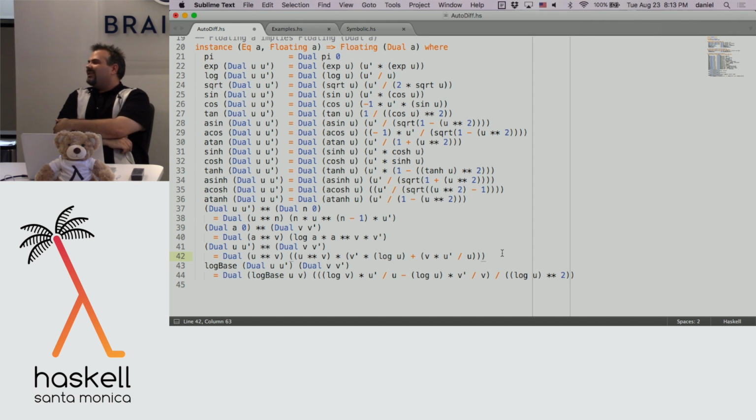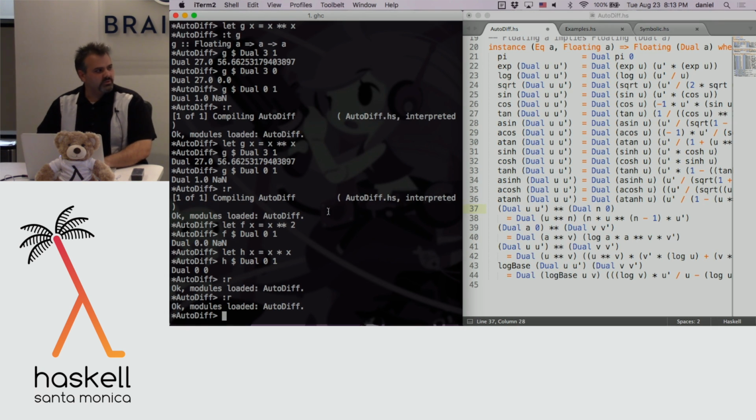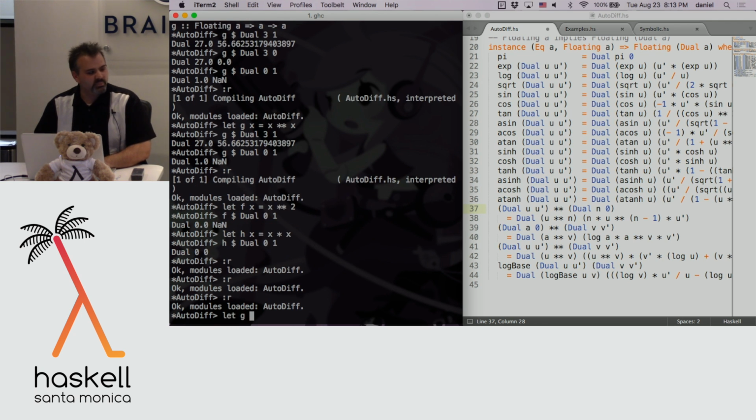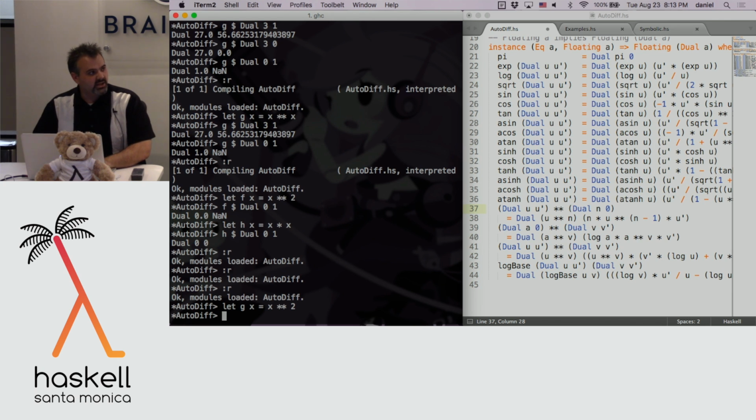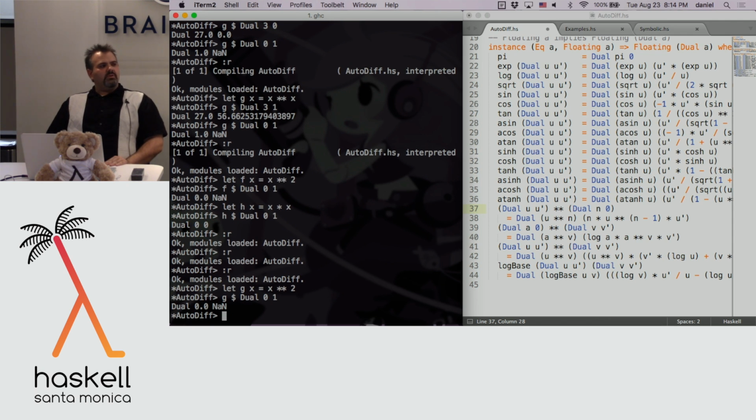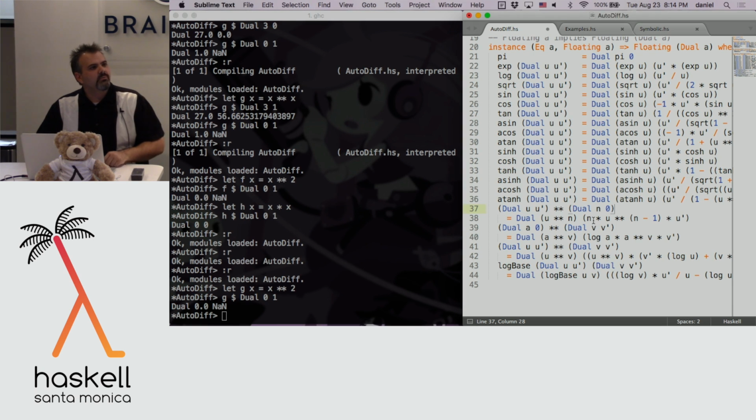Why does u equal 0 end up in those first 2 lines instead of in the third one? Yeah, let's look at that. So let's step through execution. Let's reload this and let's look at the problem child. It's x star star 2, right? And let's apply g to dual 0, 1. And the answer we're supposed to get is 0, 0. We get not a number. Yeah, we're supposed to get 0, 0. Did we load the right one?